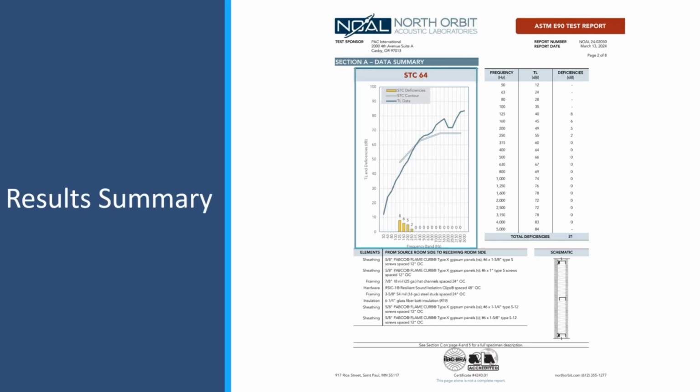So here we have the graph. This shows you the transmission loss curve. That's the solid curve here, let me get a little laser pointer. This solid curve here, right? And then this is the reference STC contour. That's part of how we do the STC calculation. Down here, you can see the deficiencies. For an STC test, a deficiency is any time that the transmission loss is below the reference contour. It doesn't mean that the wall is deficient or doesn't perform well at that frequency. It just means that it's below the curve at that frequency. That's just how we do the calculation of an STC rating.